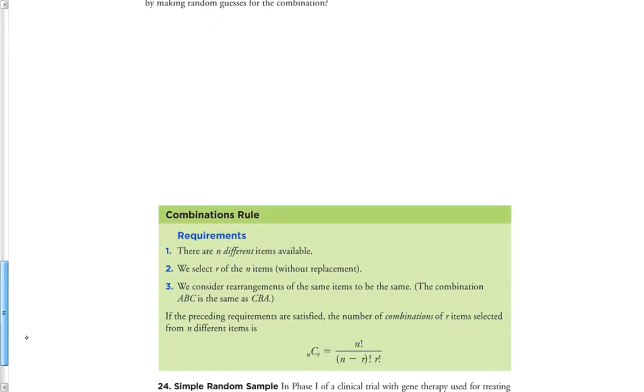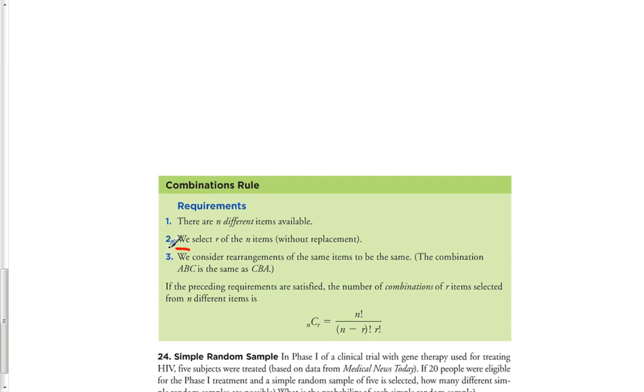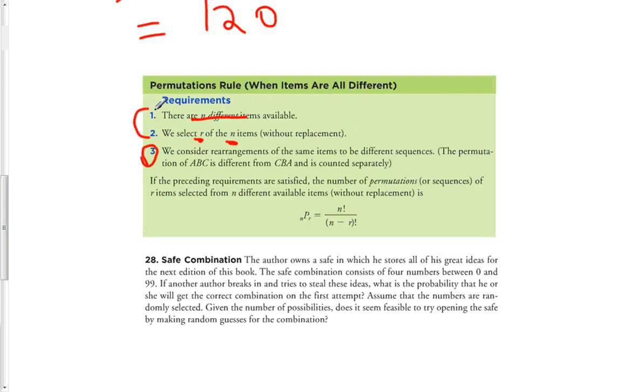You can take a look at down here. You see the first two requirements for both of these rules are exactly the same thing. It's the third requirement that's different. So let's pay attention to this third requirement. It says that we consider rearrangements of the same items to be different sequences. That means that the sequence ABC and the sequence CBA are considered to be different even though they contain the same elements, the same letters.